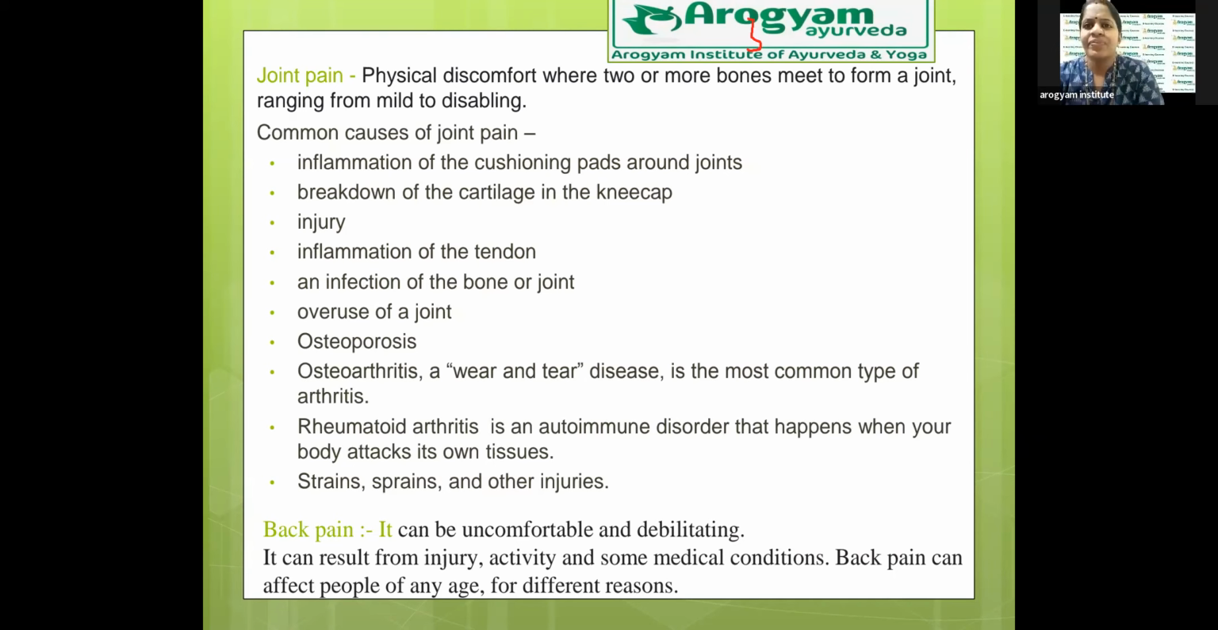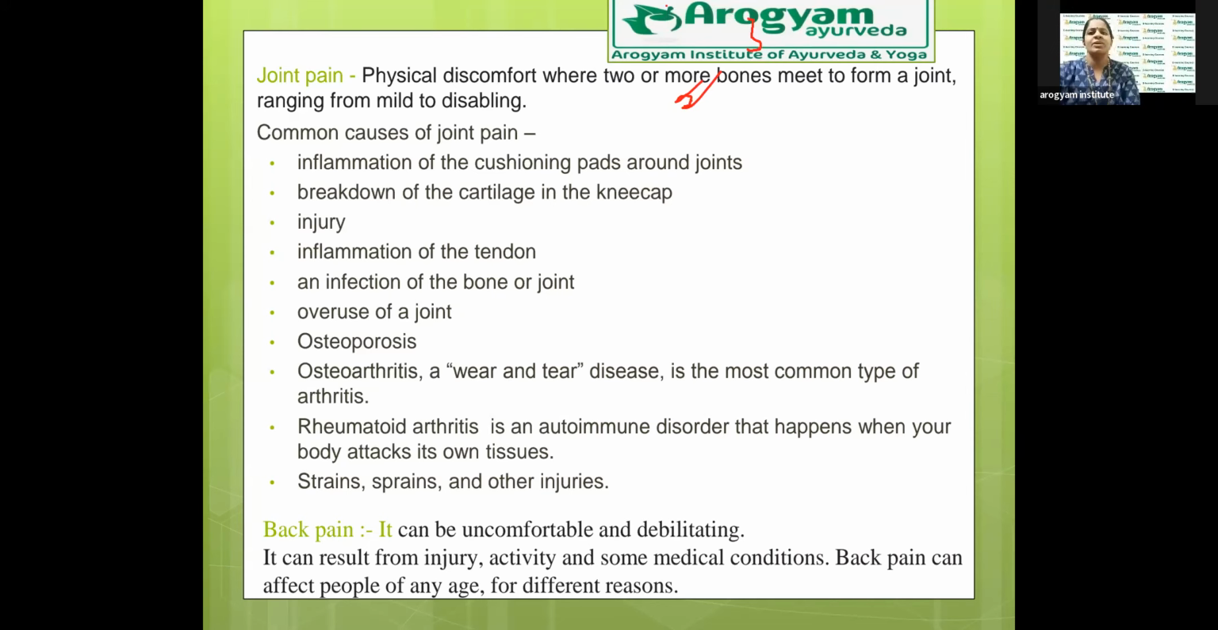Okay, so joint pain is physical discomfort where two or more bones meet to form a joint, ranging from mild to disabling. So जॉइंट में पेन बहुत सिंपल हो सकता है और mild. It can even be so severe that the person is disabled, handicapped. So कुछ common causes है joint pain का. Let us see what they are.